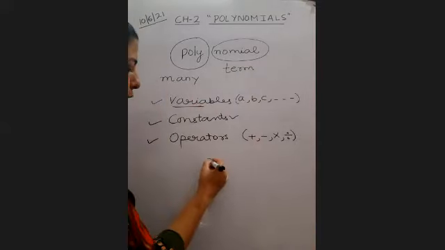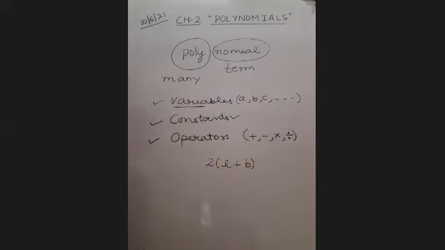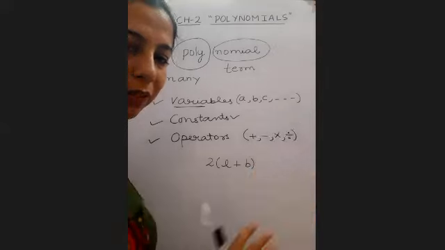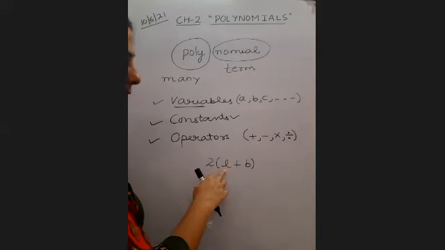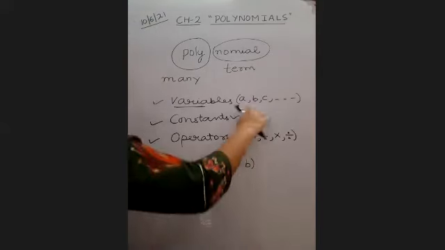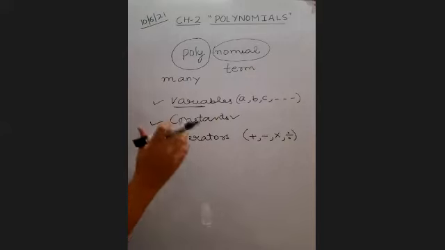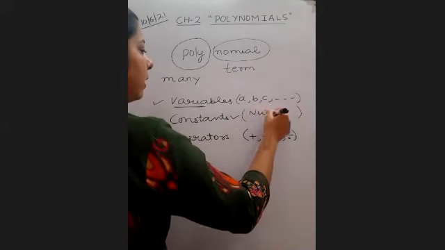For example, in the formula of perimeter of a rectangle, 2 times L plus B, for different dimensions, L and B change. It's not that we have only one rectangle in the world whose length and breadth is fixed. Right, beta? So for different rectangles, length and breadth is different. So these are known as variables, whose values keep on changing. Then we have constants. Constant means fixed. So all the numbers are known as constants.